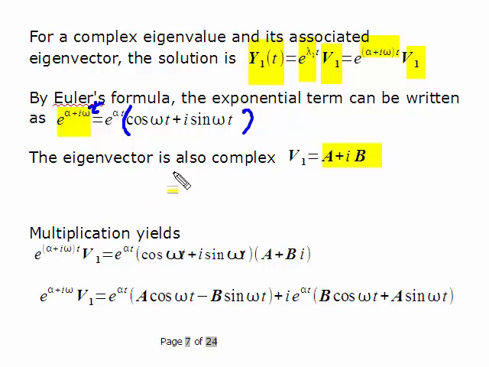So when we multiply them together, it's pretty easy. You end up with a real part here, and then you end up with this imaginary part here. And remember, a and b are real, they're just vectors. Now these two pieces are going to be linearly independent, and that will give us our solutions. So we aren't going to go looking for that second eigenvector.